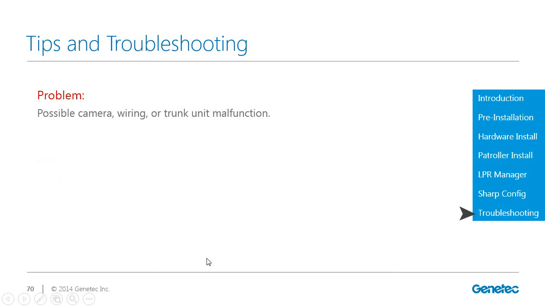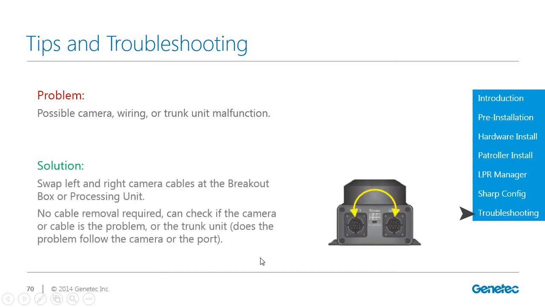Now, obviously, troubleshooting a hardware issue from a vehicle that's been wired internally is a big deal. So we want to do as much as we can without yanking the cables out and stuff like that. If you do see a problem with the context images for a camera, the first thing you should try is just swap the left and right ports from the breakout box, or from the processing unit if it's a Sharp X system. That way we can see if the problem is with the camera or the cable, or with the port on the trunk unit, without having to move any of the cables around inside the vehicle.